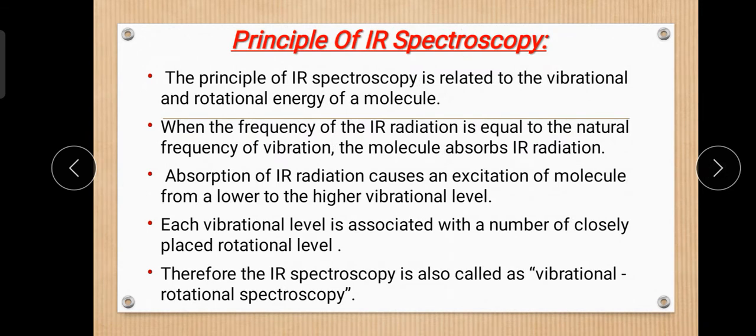Now, what is the principle of IR spectroscopy? All of this was the introductory part, but what is the actual basic principle of IR spectroscopy?